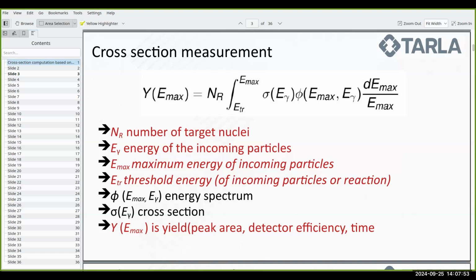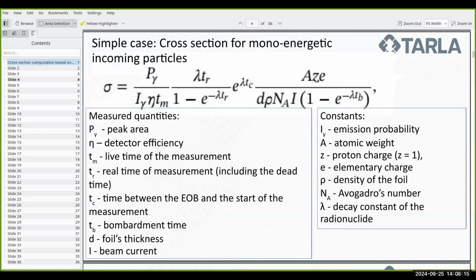If this flux, this phi, can be a delta function, if my incoming beam is monoenergetic or very nearly monoenergetic, then the integral disappears, and what I have is just a simple linear equation. So that is the case if you work, for example, with protons or electrons or other charged particles, where you can essentially eliminate this integral.